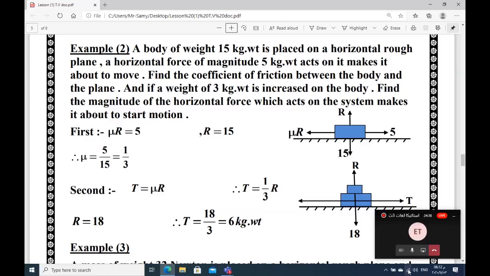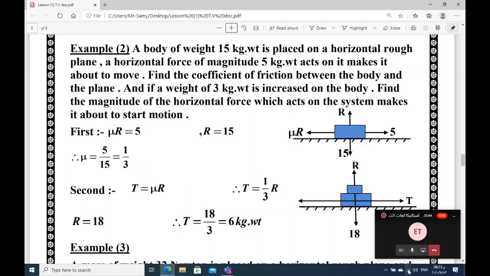Now, we have a body of weight 15 kilogram weight and a horizontal force of magnitude 5 kilogram weight, and the body is about to move. So the equilibrium equations are R equals W, R equals 15, and mu R equals 5. Pay attention: if a body is about to move, this force, mu R, is the limit friction force. You have to know that there is a very big difference between the friction force and the limit friction force. The friction force may be less than 5, because, as Mr. Muhammad said, it starts from 0 and lies in the closed interval from 0 to mu R. So the friction force may be less than 5, but when the body is about to move, the friction force reaches the maximum or limit value.